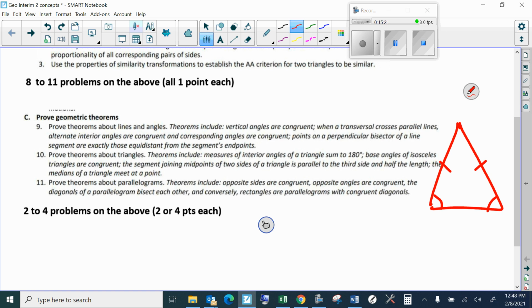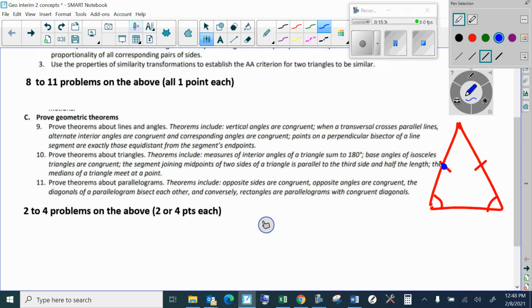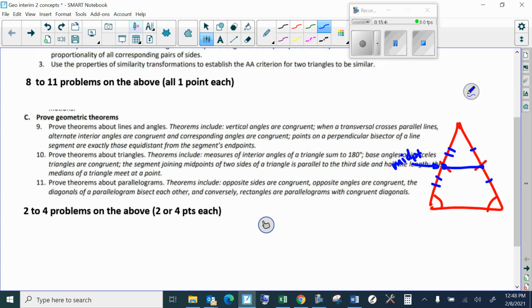Okay, the segment joining the midpoints of two sides of a triangle. So if I do the midpoints of these, say that equals that and that equals that, then these are called midpoints. They're right in the middle of that segment. If I connect the two midpoints, it will be parallel to the base there. So that means that is parallel right there, and it is 1/2. That's x. This is 2x. So it will automatically be 1/2 of it. Okay, you're going to see that on the DCAS.